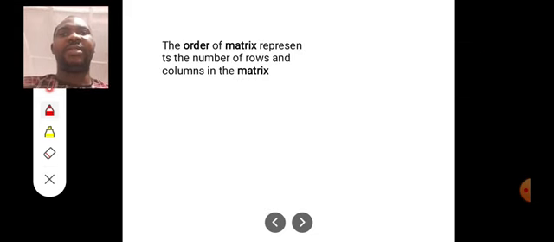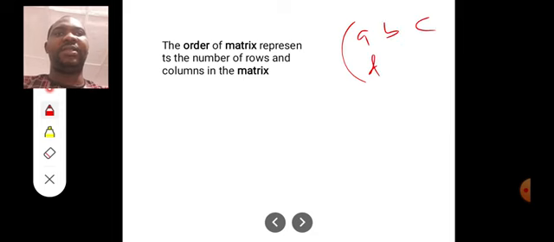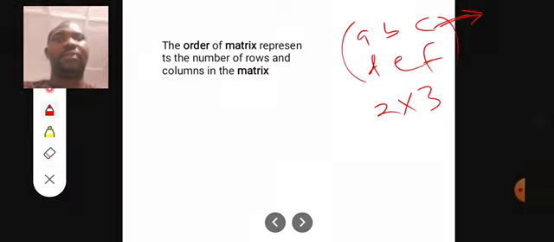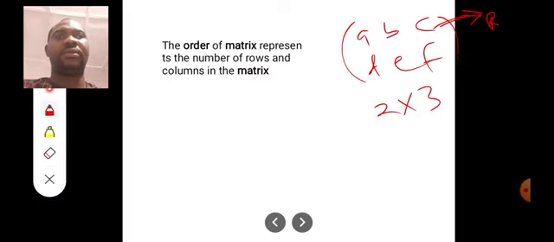The order of a matrix represents the number of rows and columns in that matrix. If I have a matrix like A, B, C, D, E, F, this matrix is a 2 by 3 matrix, because it has 2 rows, row 1 and row 2, but it has 3 columns: column 1, column 2, column 3.